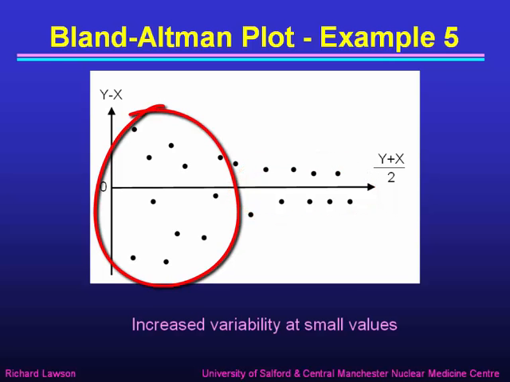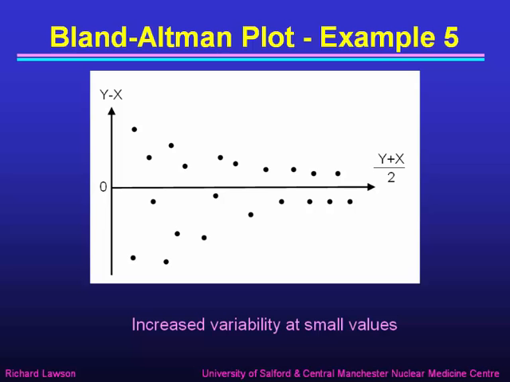So what we can see here is that at small values there is an increased variability between y and x. The measurements are less reliable. There's no systematic difference, but the differences just become greater. The measurements are less reliable at small values. So you can see the Bland-Altman plot can tell you an awful lot about the difference between two measurements if they're supposed to be in agreement.